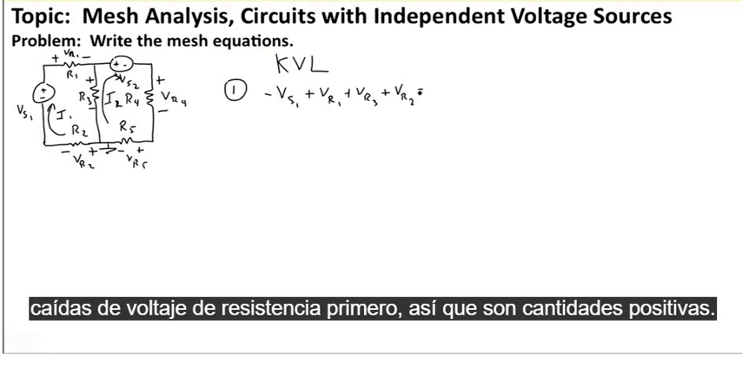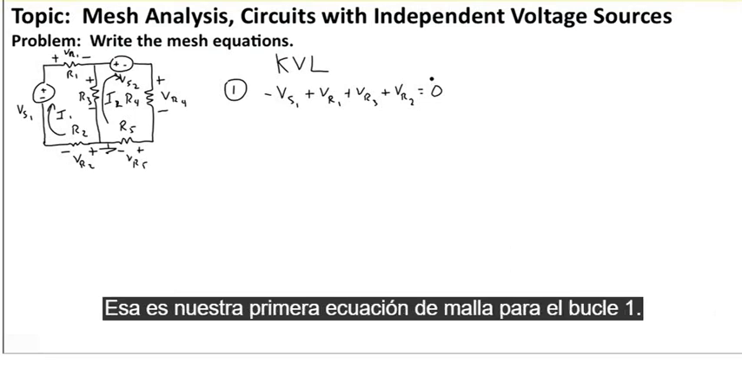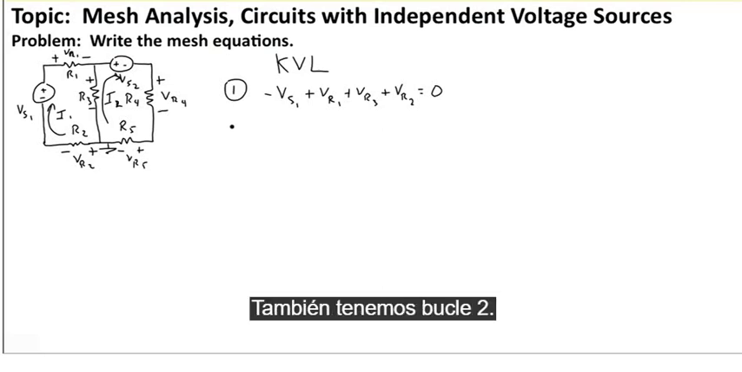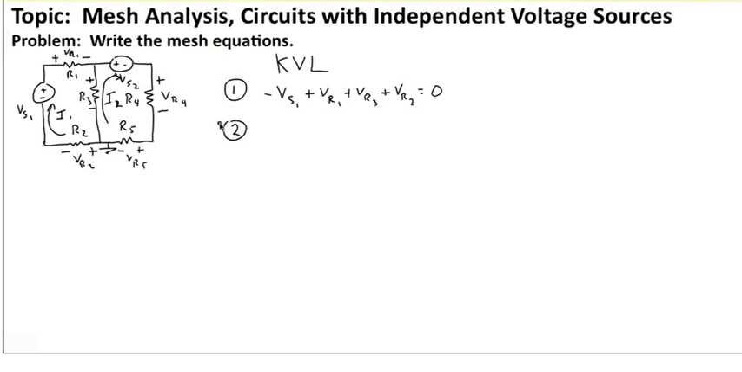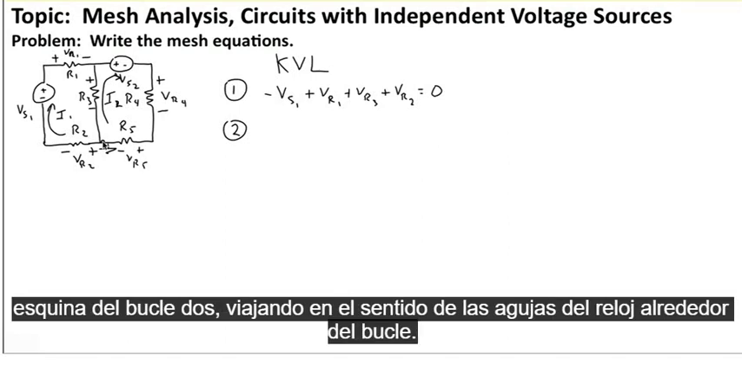They're positive quantities. The voltage drop here is 3K times I3, which is flowing in the positive direction through 3K, minus I2. That's what we have. That's our first mesh equation, our first KVL equation for loop 1. We also have loop 2, which is exactly the same expression. Again, we do the same thing we had before, starting at the lower left-hand corner of loop 2, summing voltage drops, traveling clockwise around the loop.